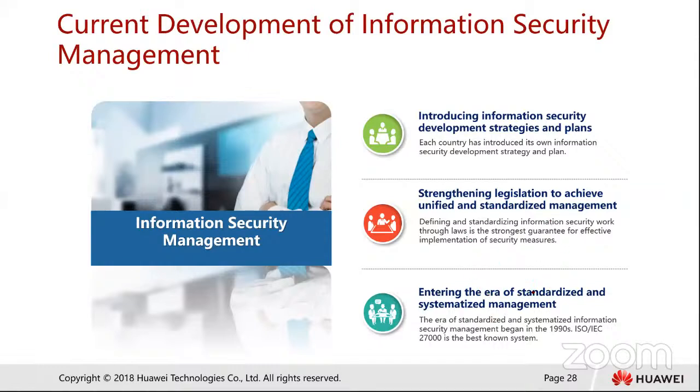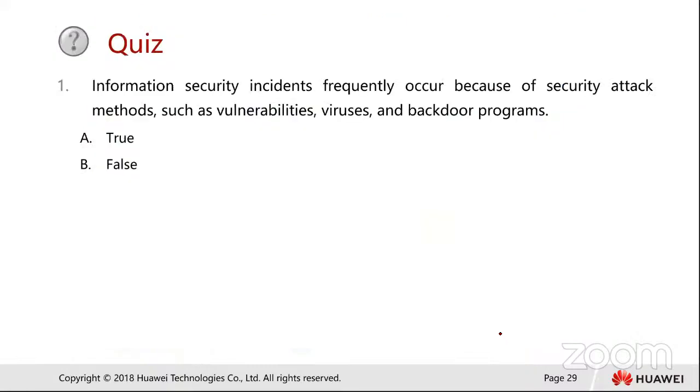So we enter the era of standardized and systemized management. The standardization and systemization of information security management began in the early 1990s. We are going to look at documents like the ISO and IEC frameworks and try to understand what they talk about. ISO 27000 is the best known for our system, and we shall look at it in detail.